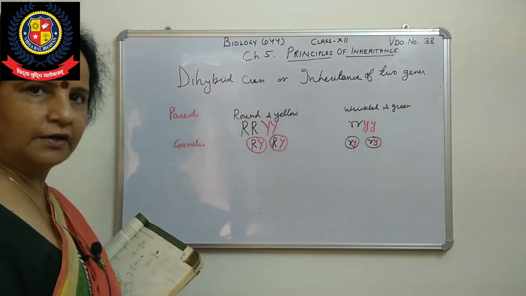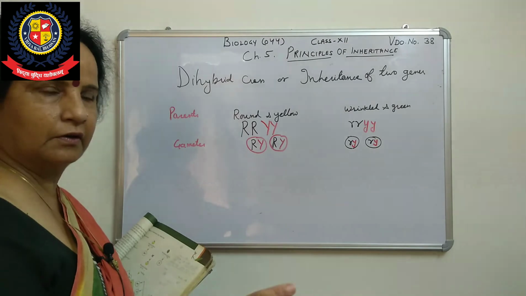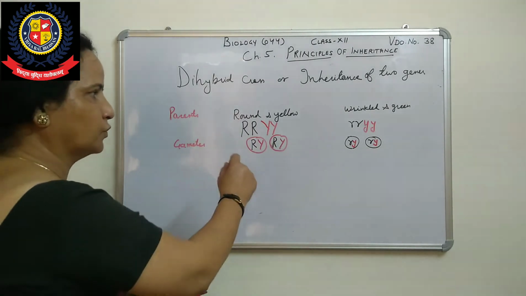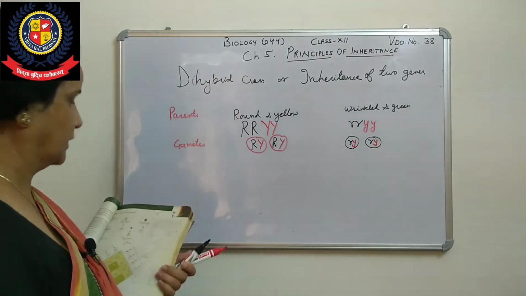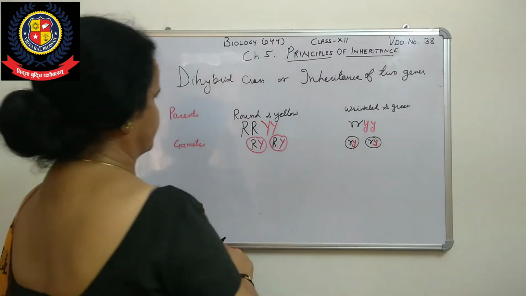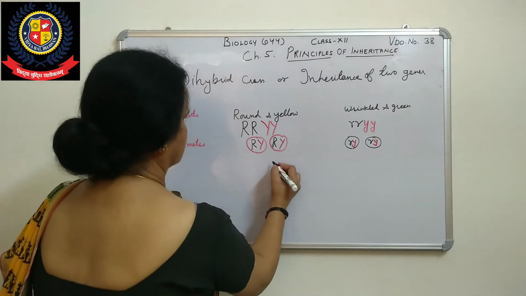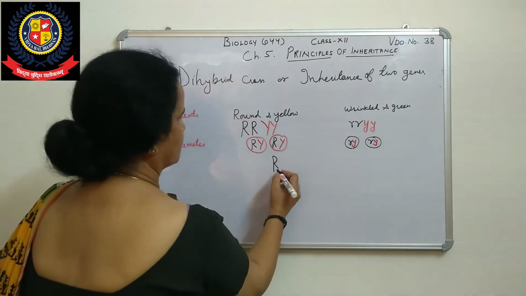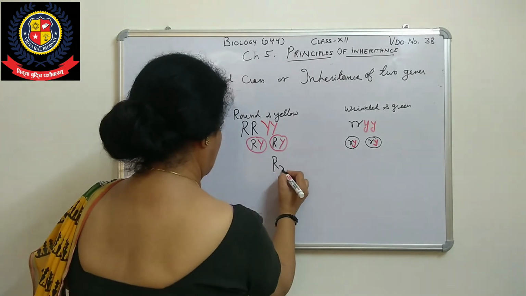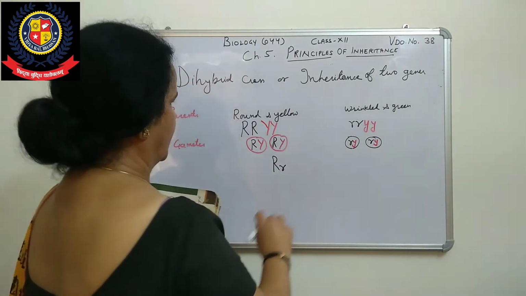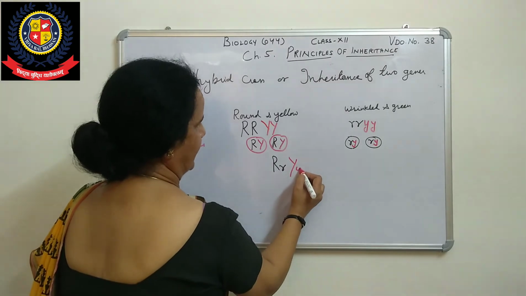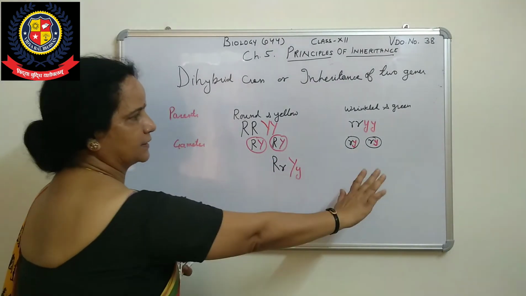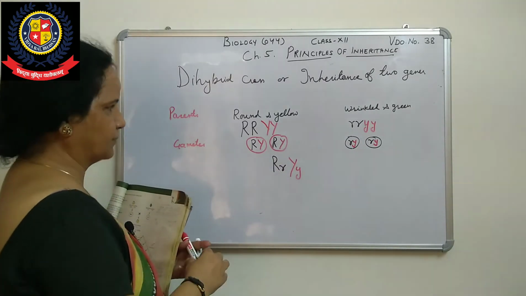All are heterozygous, as in the case of the tall plant and short plant, capital T and small t. Here also the same. Here we write capital R and small r, and capital Y and small y, meaning that in the F1 generation all are the same, so we can write it four times again.